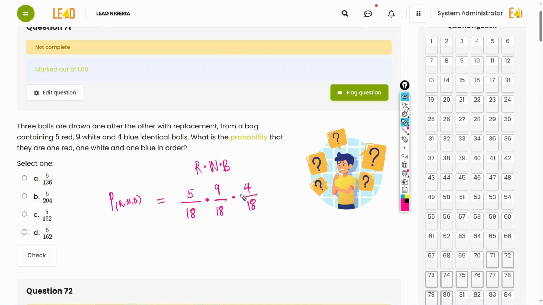So I can cancel out here 1, here 2, here 1, here 2, here 1, here 9. So my answer is 5 over 18 times 9 is 162. So 5 over 162, that's option D.